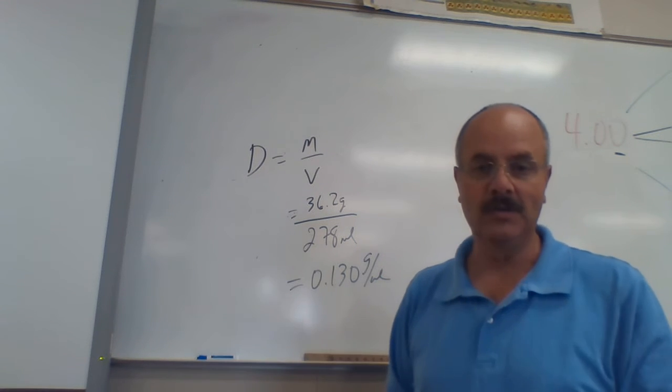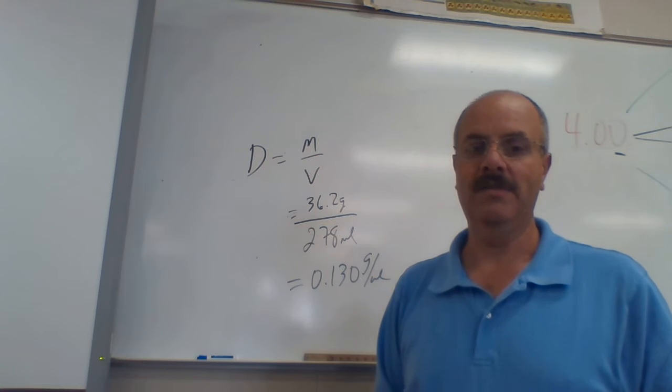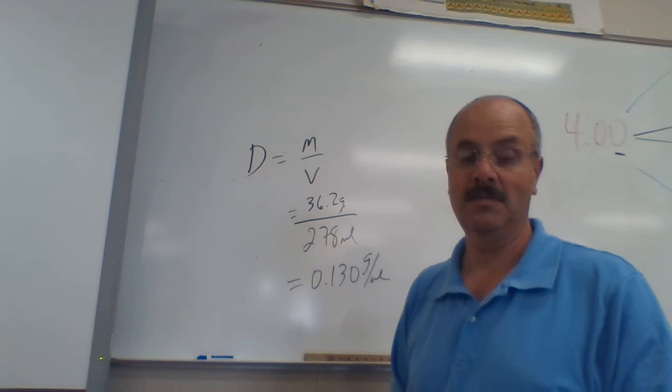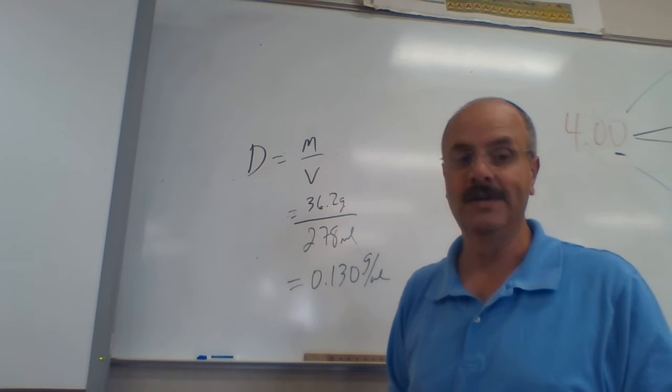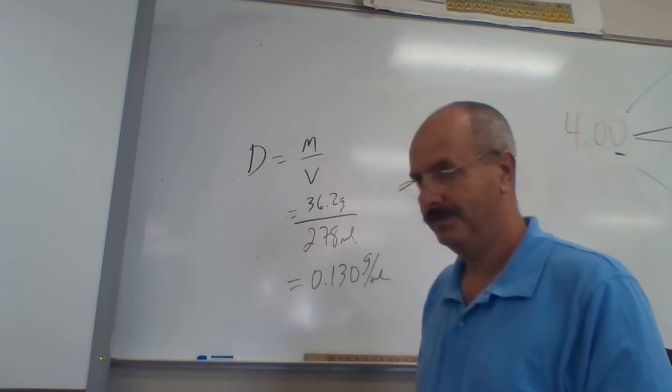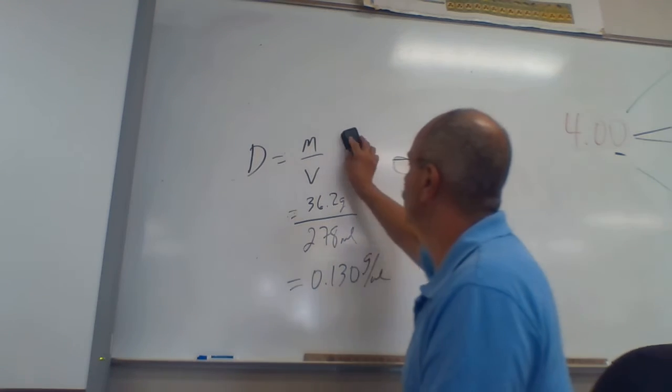So is this gold if gold's density is 19.3? No, it's not even close. It's definitely not gold. It looks like fool's gold, and there is actually a substance called fool's gold, which looks like gold but doesn't have the density of gold. So that would be the answer for that one. All right, we go on to the next one.